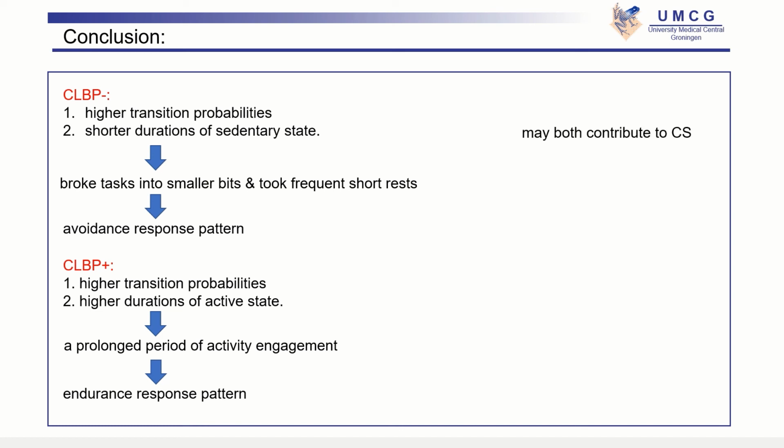However, avoidance and endurance response patterns might both contribute to central sensitization. Avoidance response pattern will lead to disuse-related muscle weakness and deconditioning in musculoskeletal structure and central nervous system. By contrast, patients with endurance response pattern may expose the muscle to increased stress and repeated strain by overactivity.